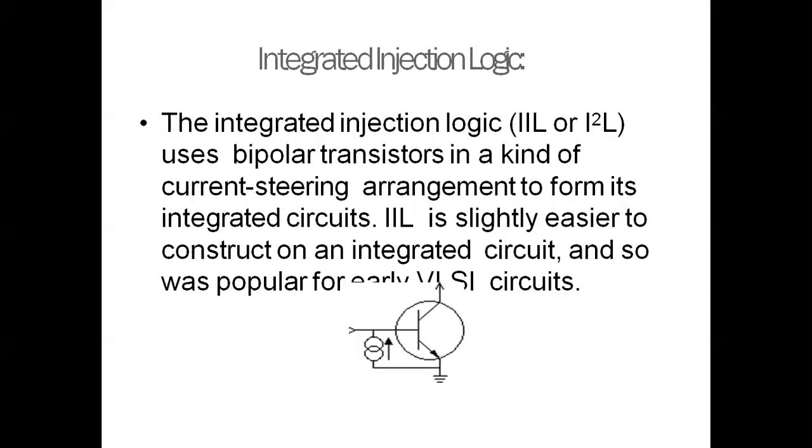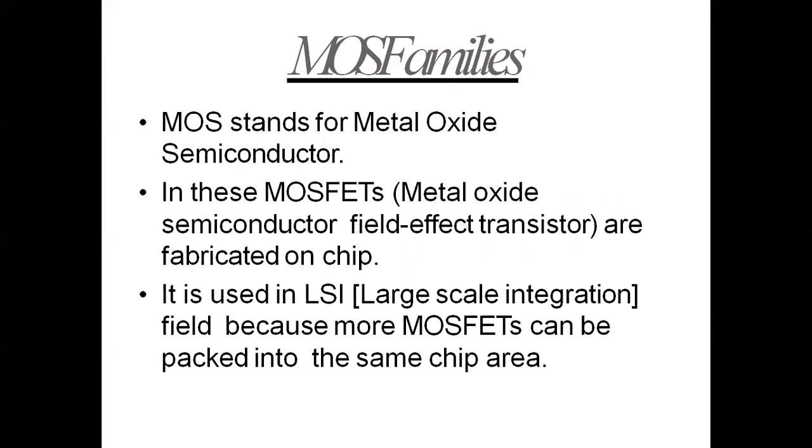Next, integrated injection logic, that is IIL, or I squared L. It uses bipolar transistors in a kind of current steering arrangement to form its integrated circuit. IIL is slightly easier to construct on an integrated circuit, so it provides one kind of embedding facility with other ICs, and it was popular for VLSI circuits.